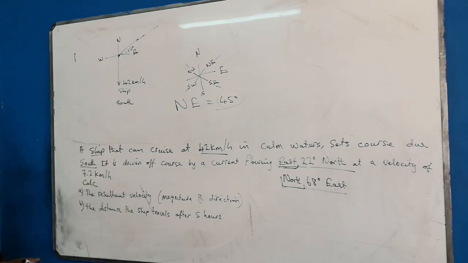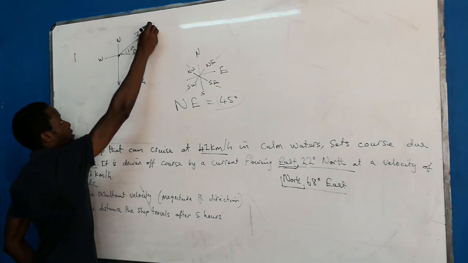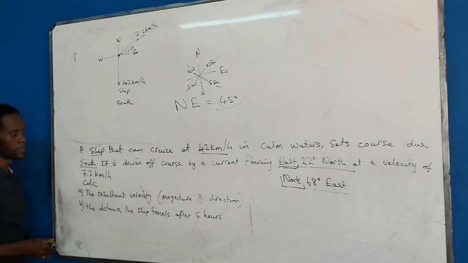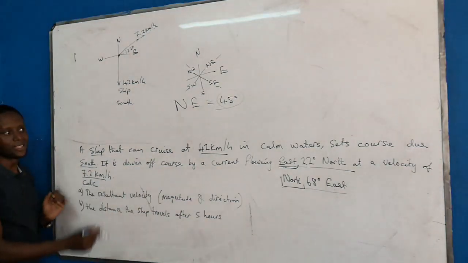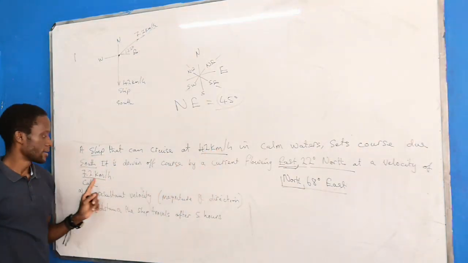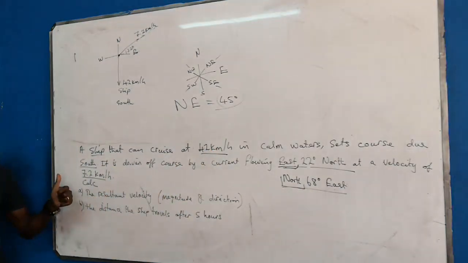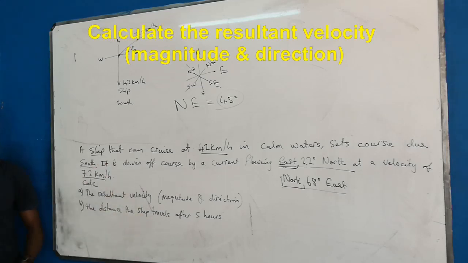Alright, so what is happening is that at what velocity? 7.2. Before you calculate, make sure the velocities are in the same unit. This one is kilometers per hour, the other one is also kilometers per hour, which is fine. If it is meters per second, make sure both of them are in meters per second. Then the question is calculate the resultant velocity in magnitude and direction.